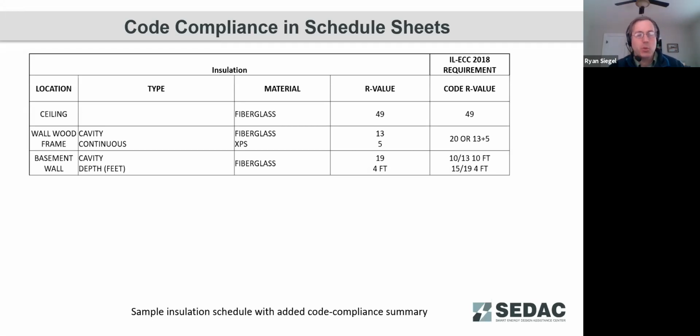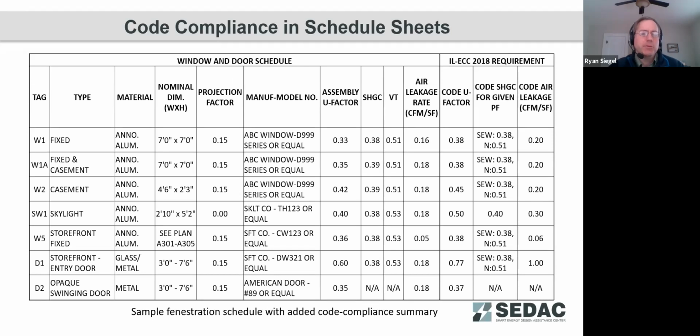So you can see that for the wood framed wall, we have both cavity and continuous insulation. The cavity insulation is a fiberglass with an R13, and then we've got a continuous, which is an XPS with an R5. And something that we do like to call out as a good practice is to go ahead and include the code required R values. So it makes a real quick check. So we can see in the ceiling here, our design is an R49, code is 49. So we match here. Wood frame wall is a 13 plus 5, so we match there. And basement walls, again, calling out the R value and the depth below ground. So having the summary is quite helpful.